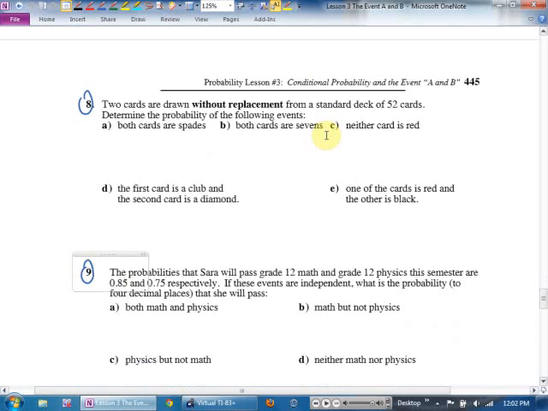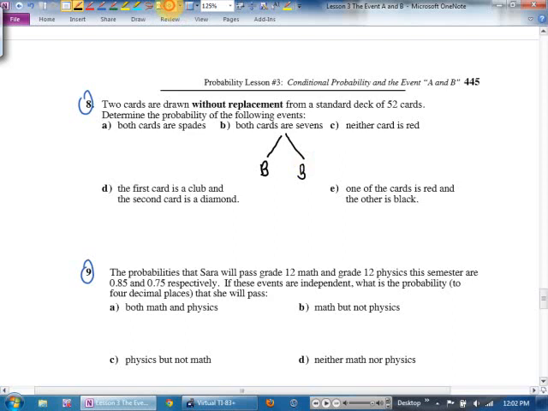One of the cards is red and the other is black. How many cards are we picking? Two. Tree. More than two, we'll learn other stuff. Three, I'll sometimes still do a tree, but we did say a tree gets pretty unwieldy when we have three or four or five. So here's my tree. I figure black on the first one.